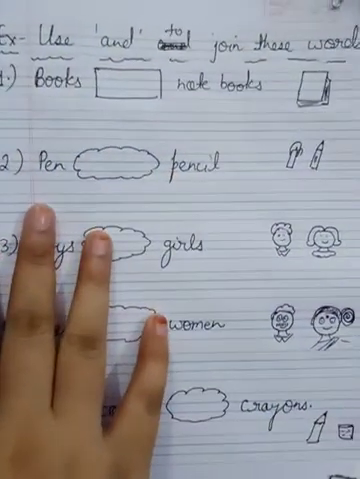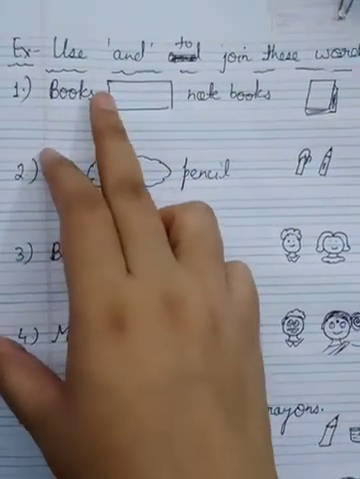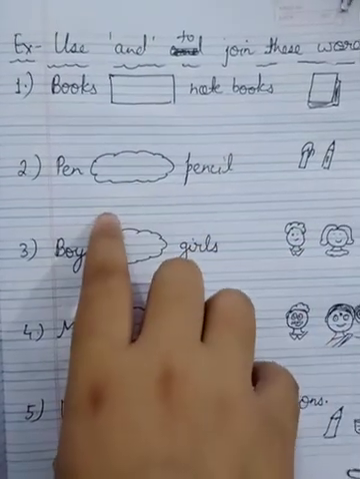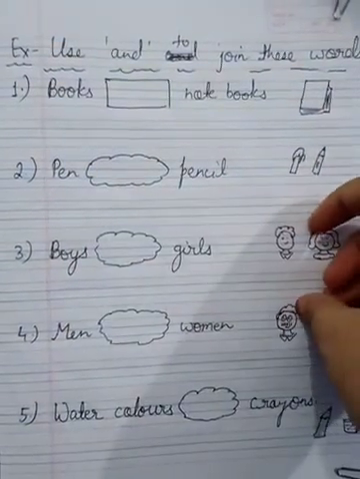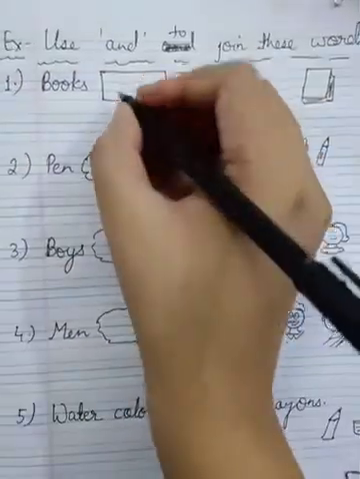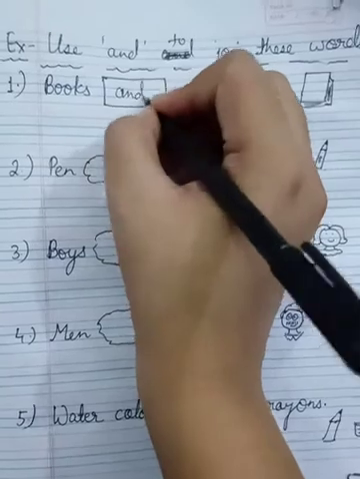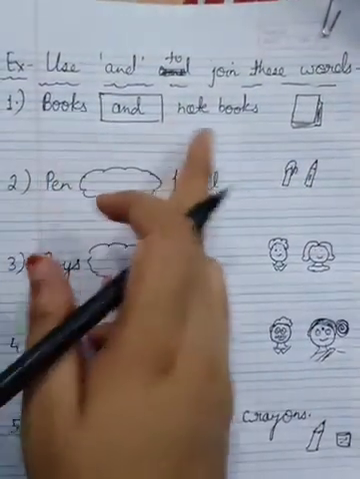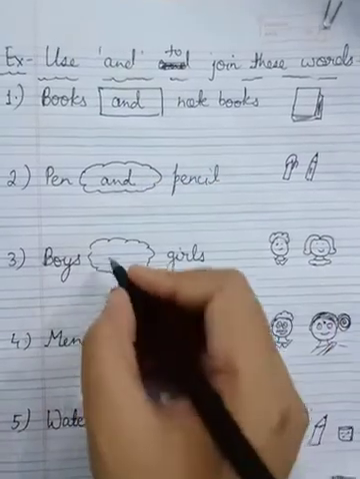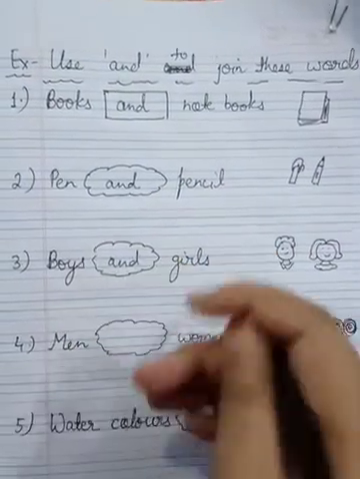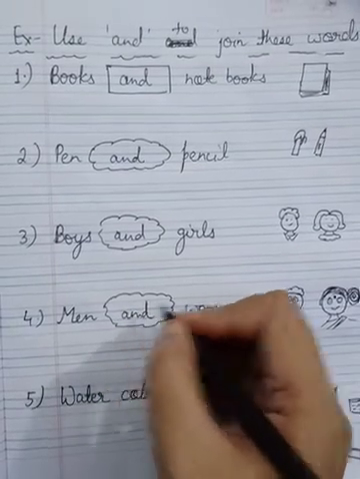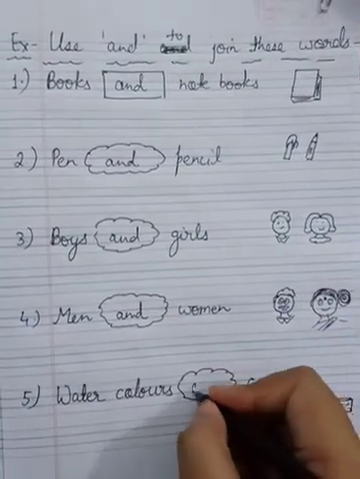Now our next exercise is use and to join the words. So this exercise is on page number 79. So write it, and simply you have to write and, then join the words: books and notebooks, pen and pencil, boys and girls, men and women, and in the end, watercolors and crayons.